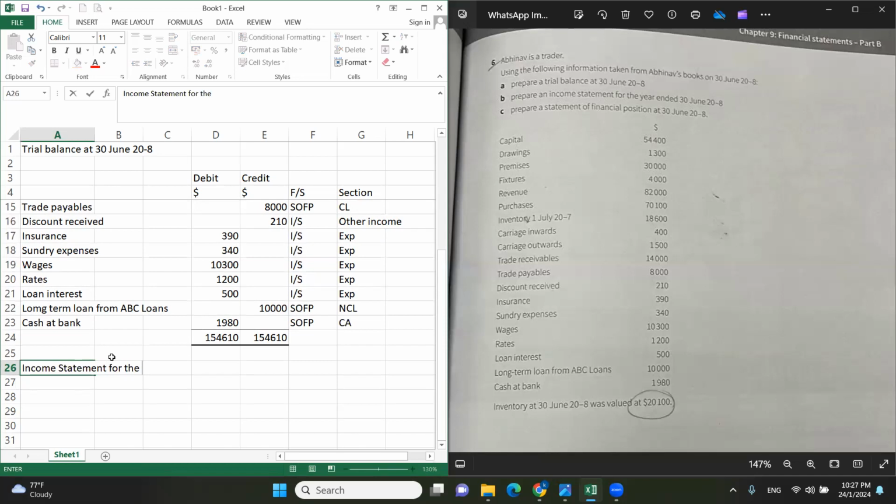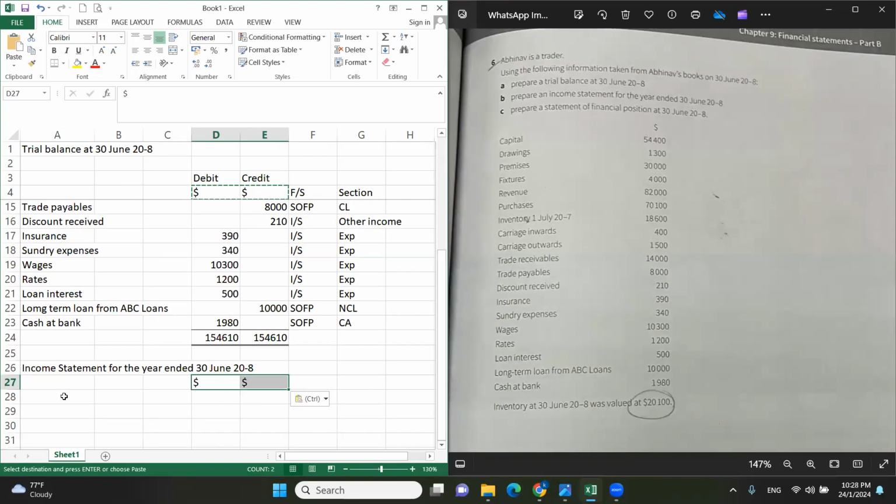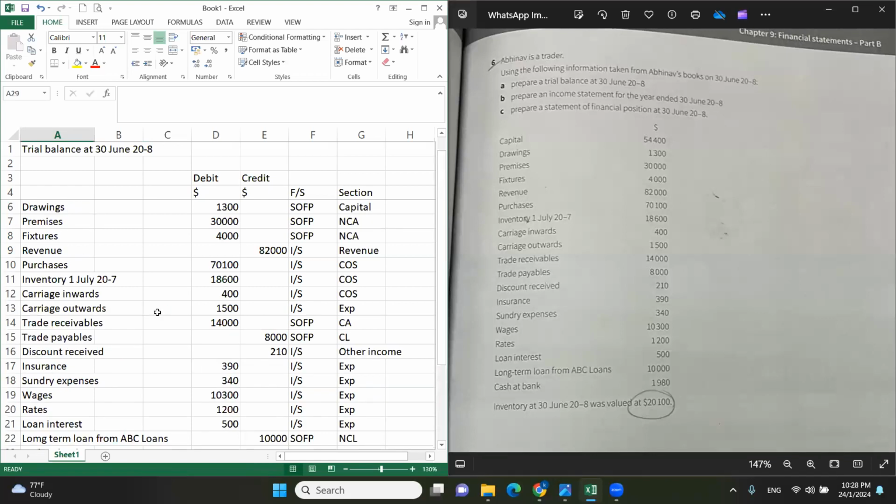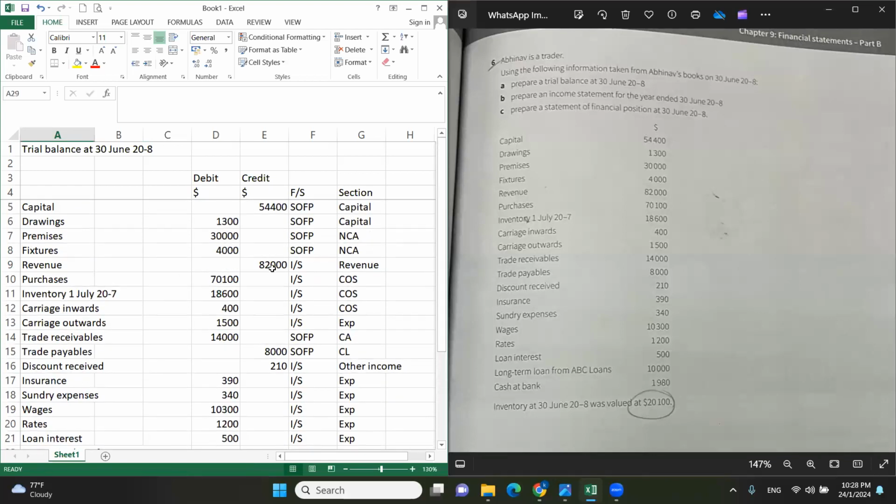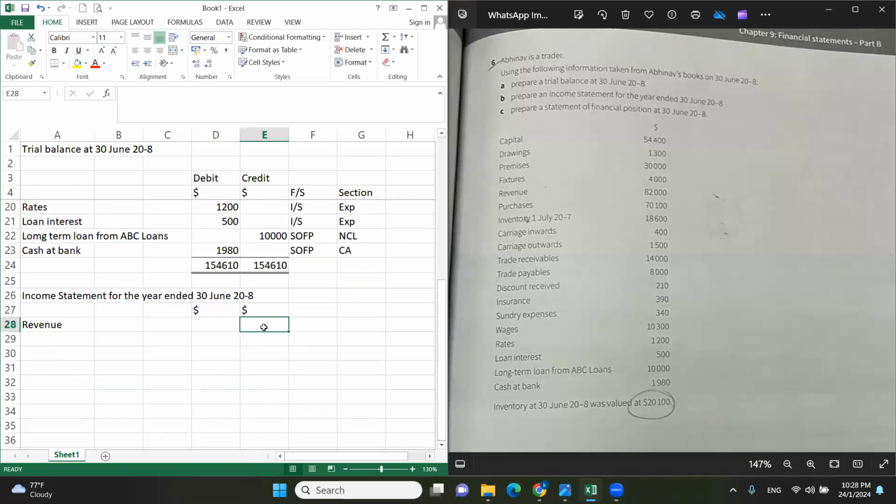for the year ended 30th June 20-8. Okay, minimum 2 columns. So I put 2 columns. So start with the revenue section. And then revenue, we have only one, 82,000. So 82,000. And then less cost of sales.